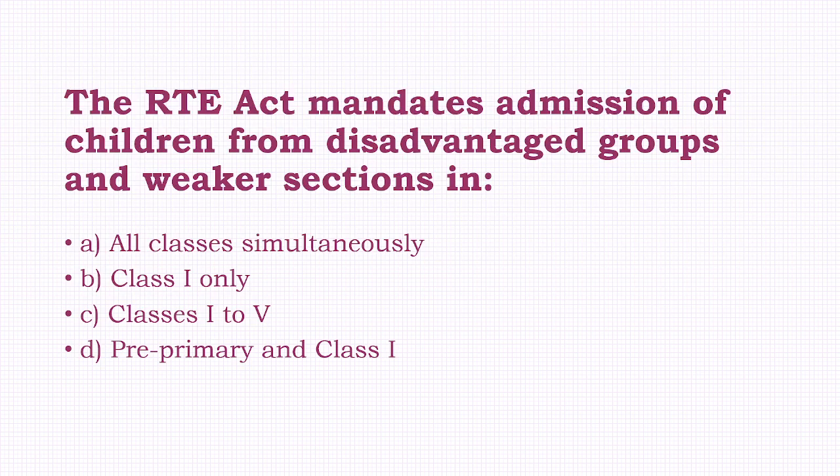The RTE Act mandates admission of children from disadvantaged groups and weaker sections in which classes? Option: all classes simultaneously, class 1 only, class 1 to 5, pre-primary and class 1. Answer of this question is option B, that is class 1 only.